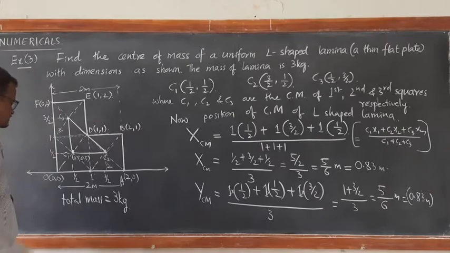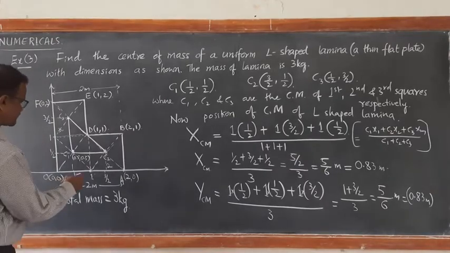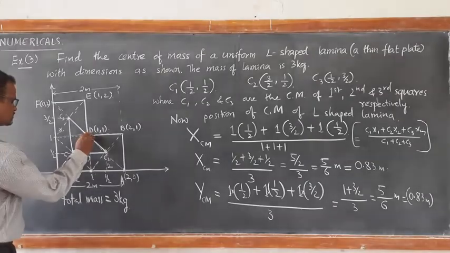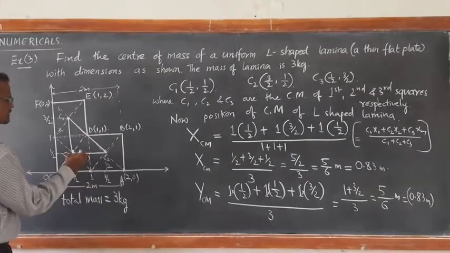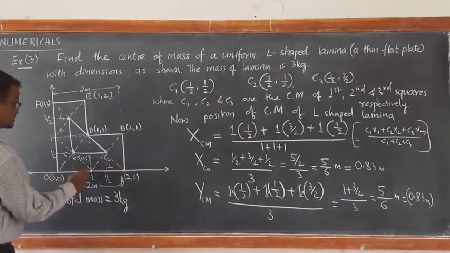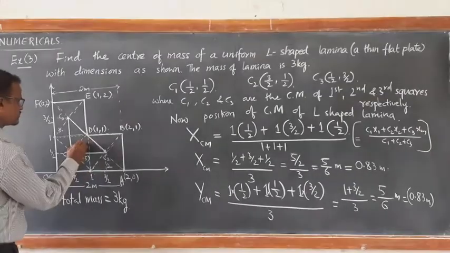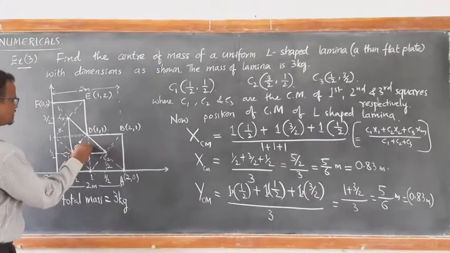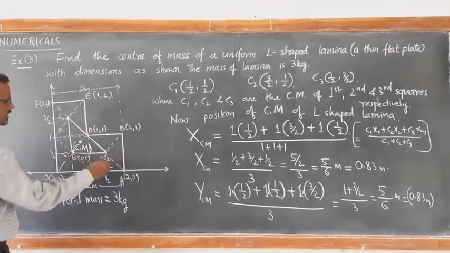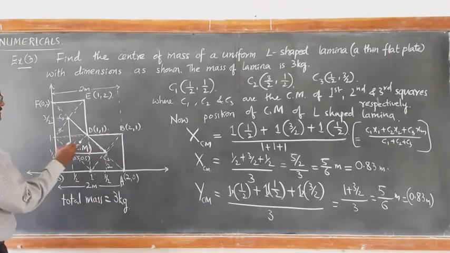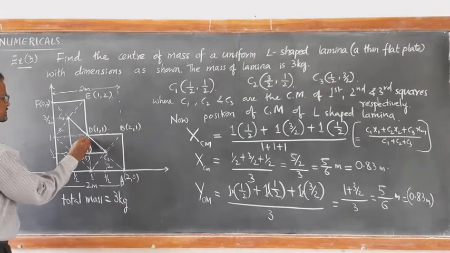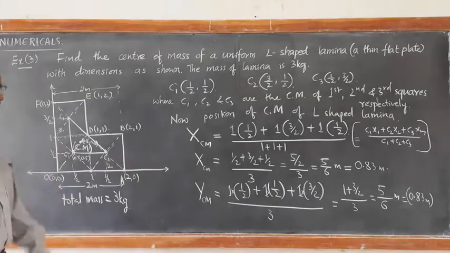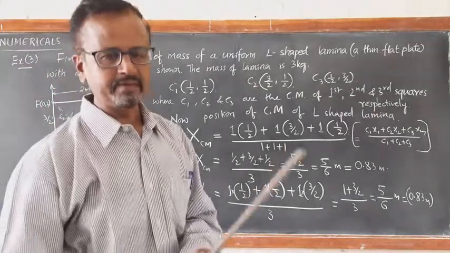0.83 meter. From the diagram, this is 1 and this is 1, so slightly less than 1. If you take this one as 0.8, somewhere here you are going to get the center of mass of the entire lamina, that is 0.83. So this is how we find the center of mass of a given lamina.